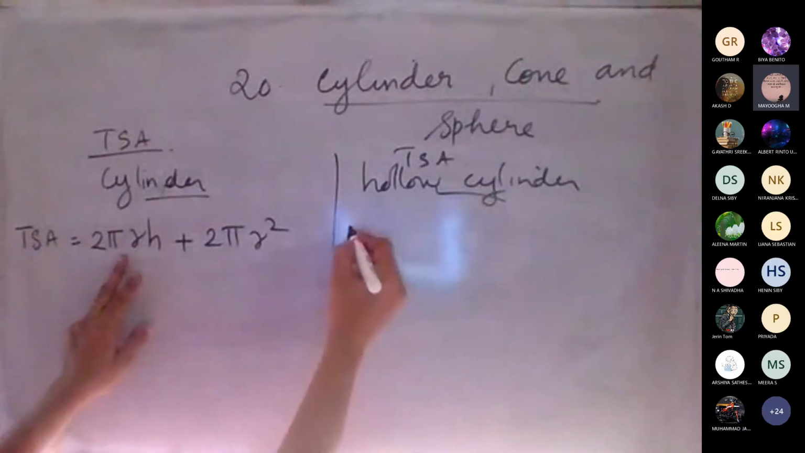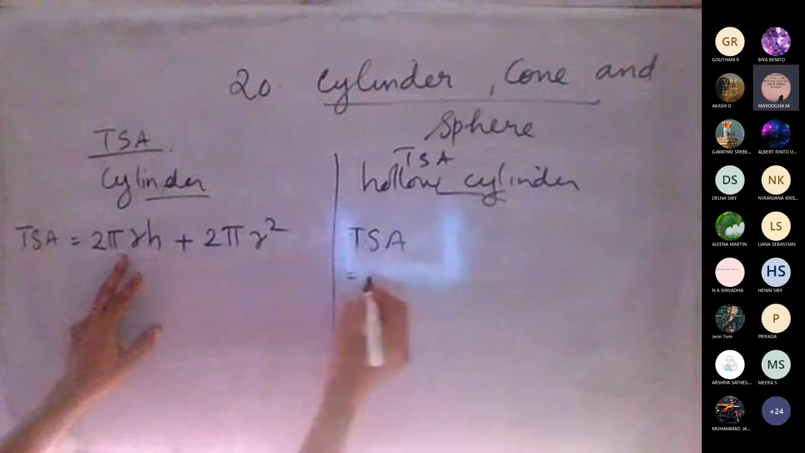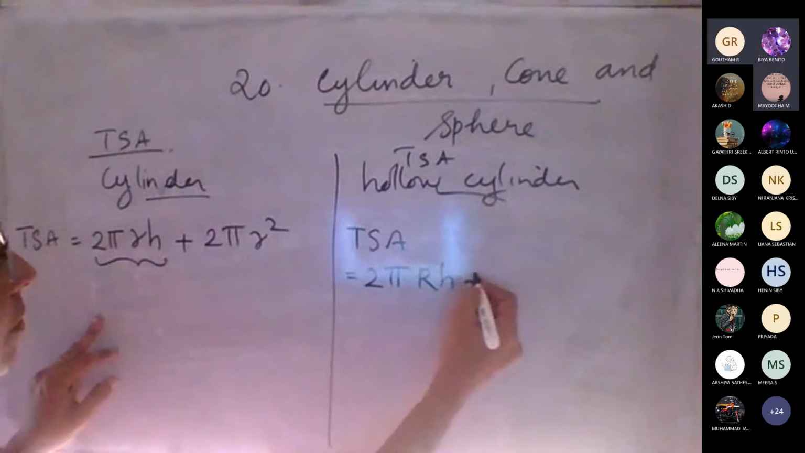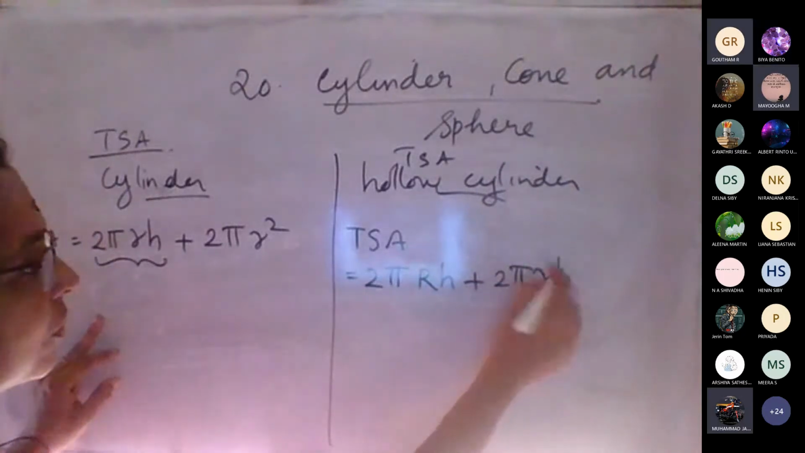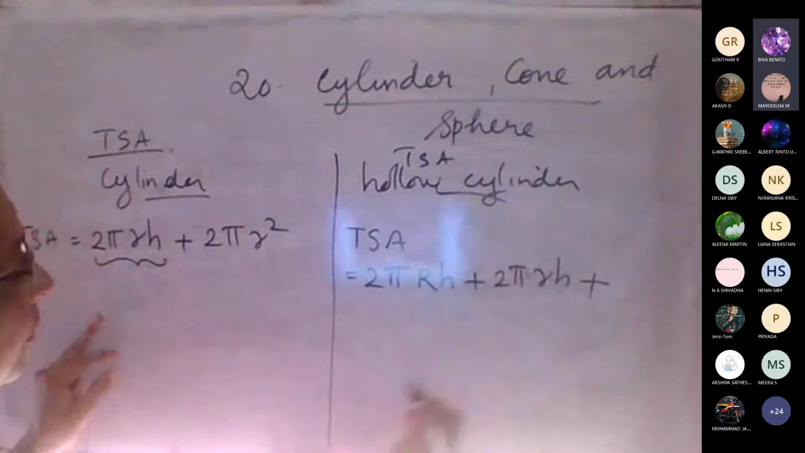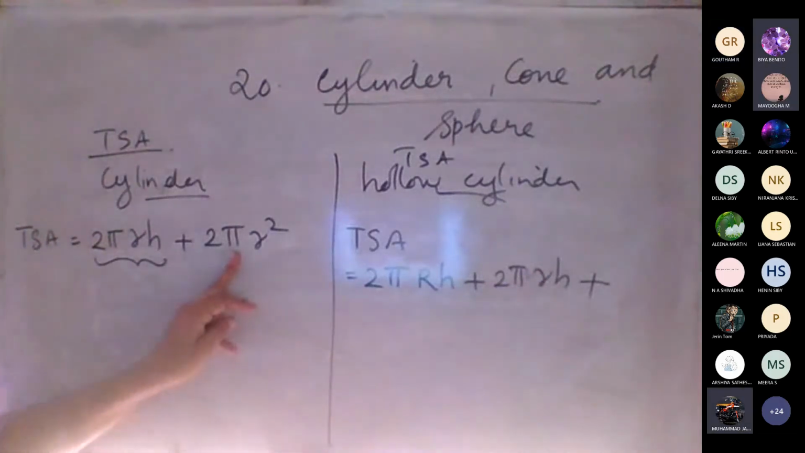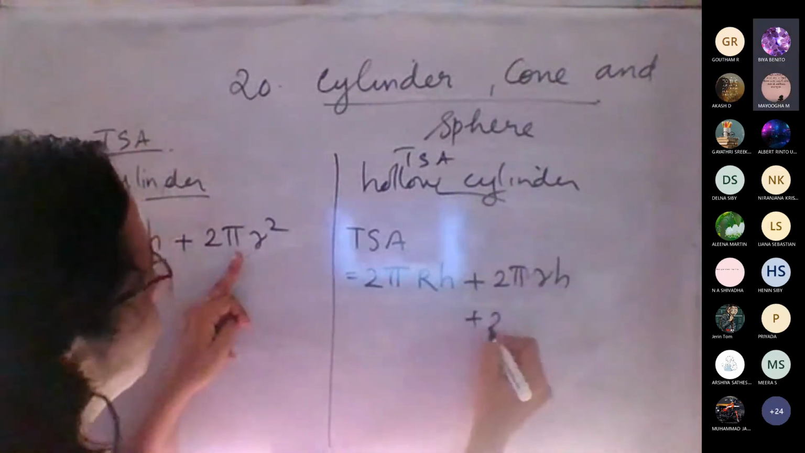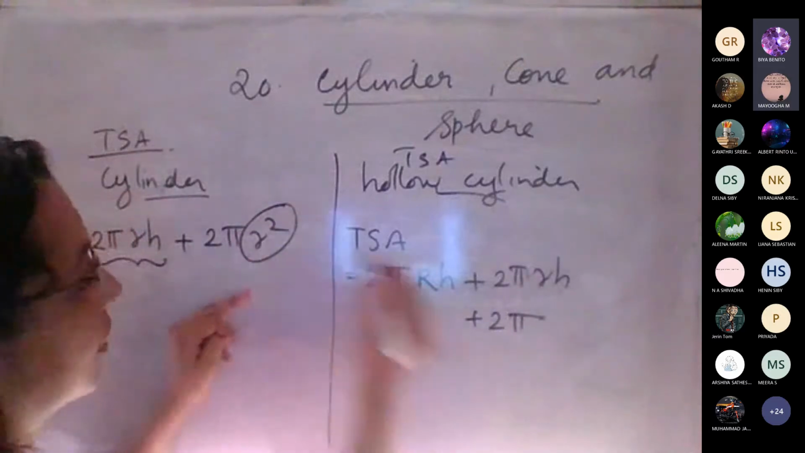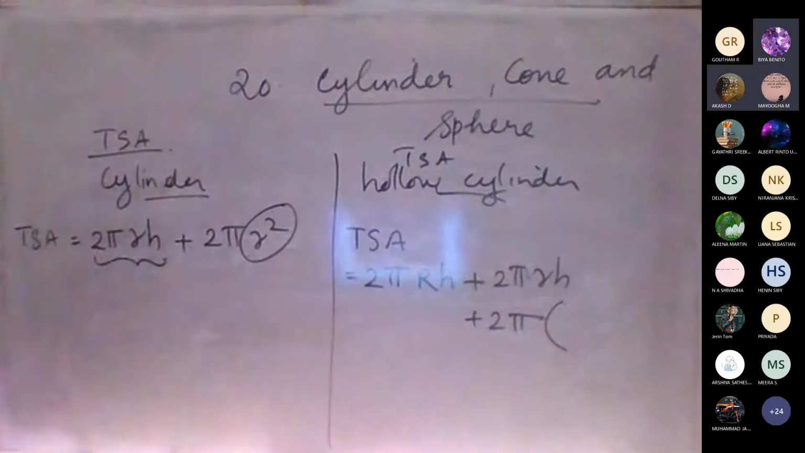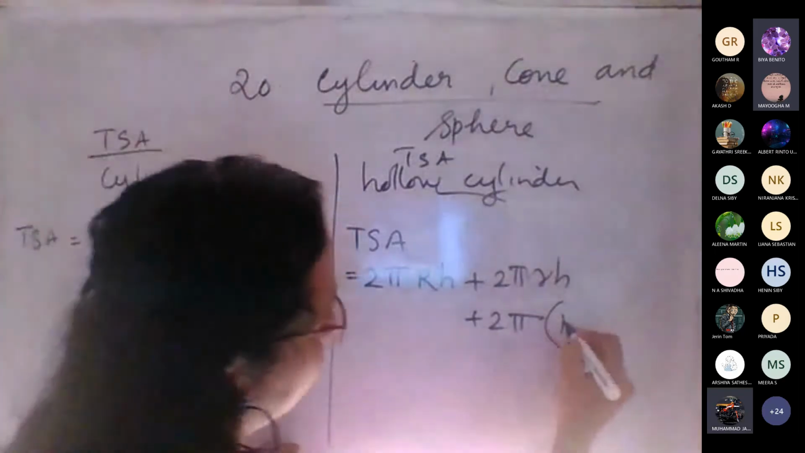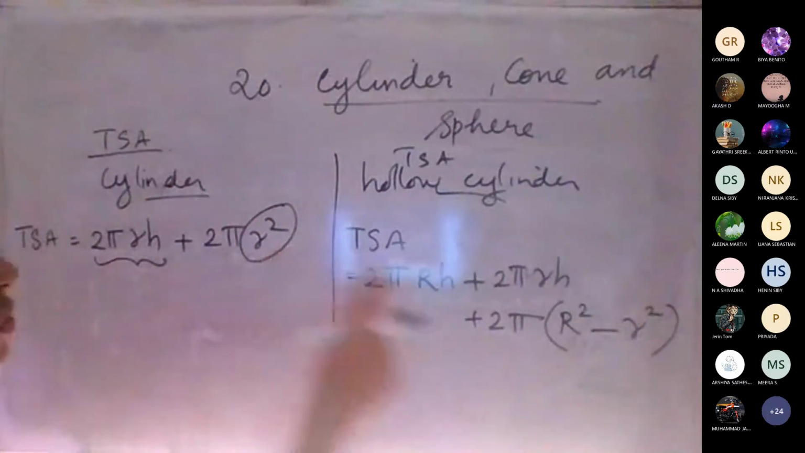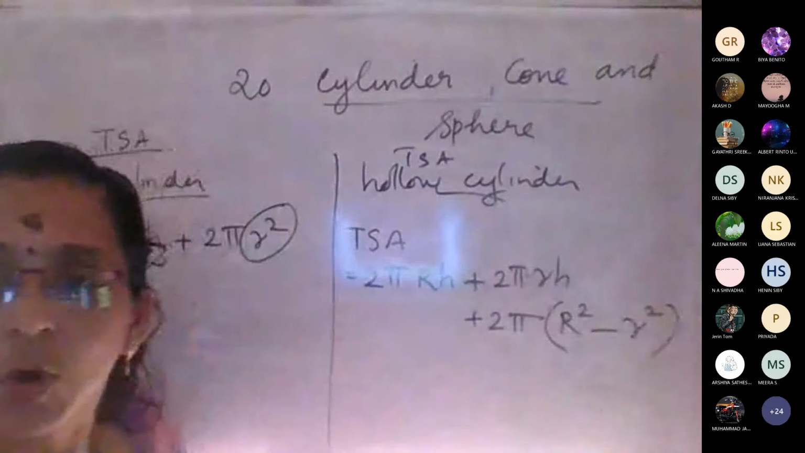Same thing we can do here also. TSA of hollow cylinder will be 2 pi capital R H plus 2 pi small r h plus 2 pi, instead of R square, we can replace it as what? Capital R square minus small r square. We have two R's, so we can write capital R square minus small r square.